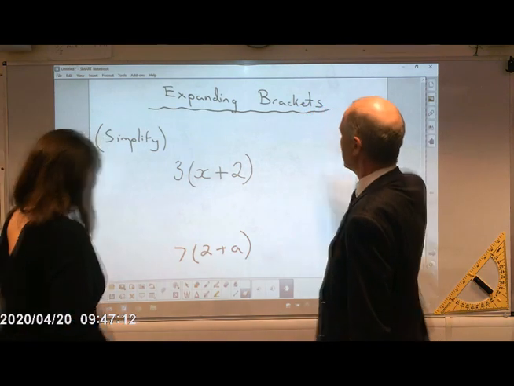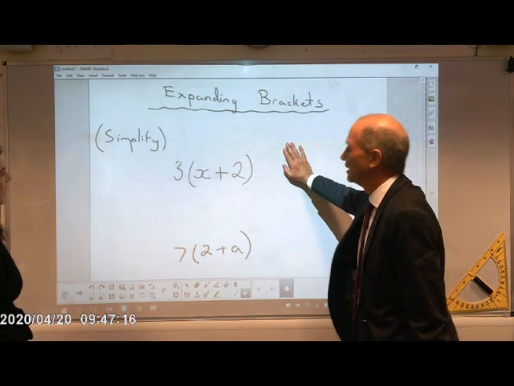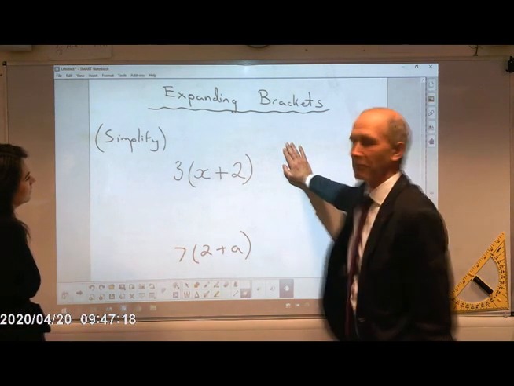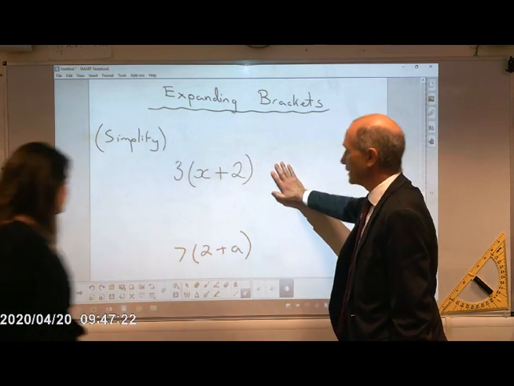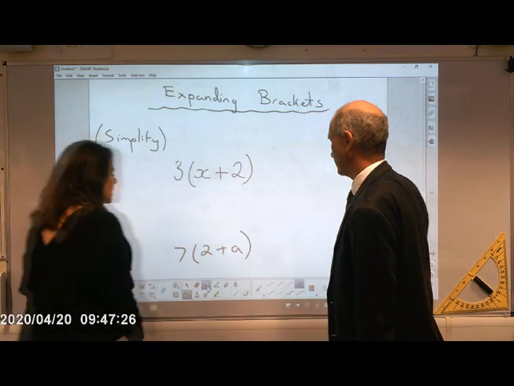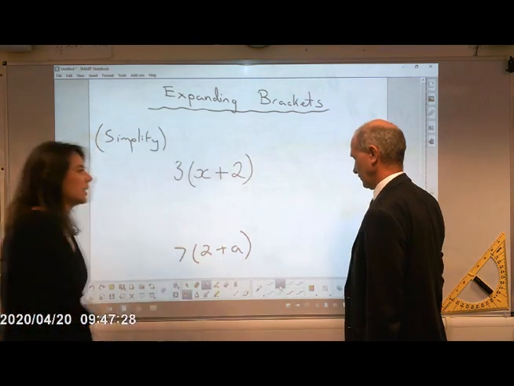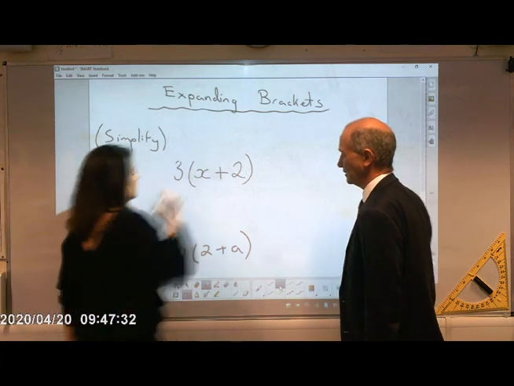So we're doing expanding brackets, or simplifying as it is sometimes called. Often the question will say expand and simplify, or just simplify. But we want to get rid of this bracket basically. So how do we go about it? We're going to expand it, and expanding means multiply. So multiply what's on the outside by what's on the inside.